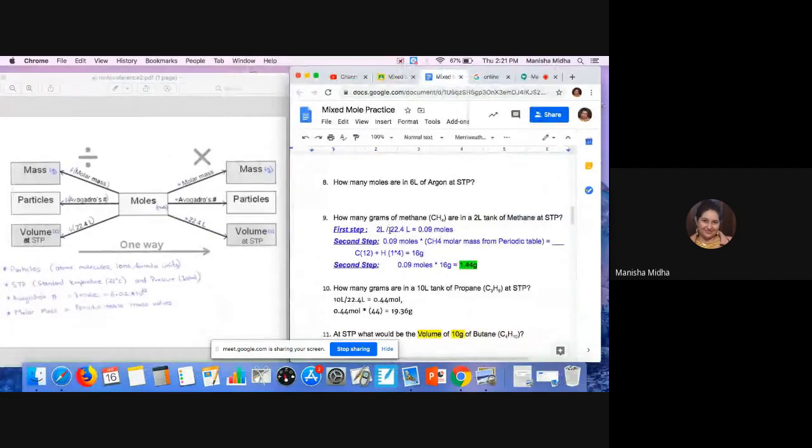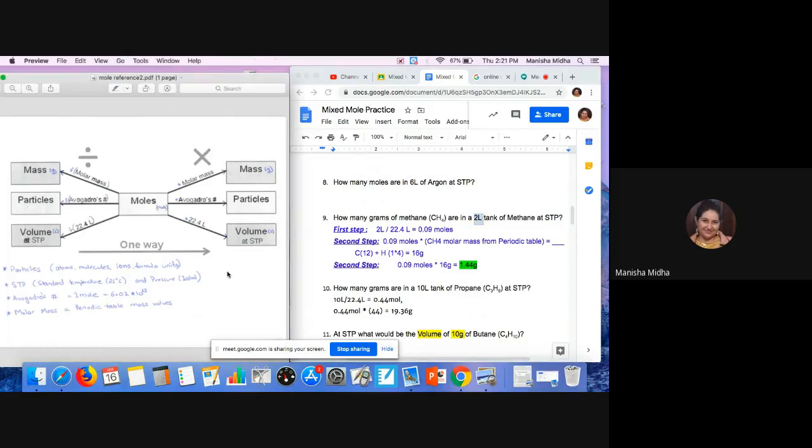So we have our question, how many grams? That is our destination. This is where we are trying to reach. That's what they are trying to ask us. The unit that is given to us is liters, 2 liters. This is our starting point. This is where we begin our question.